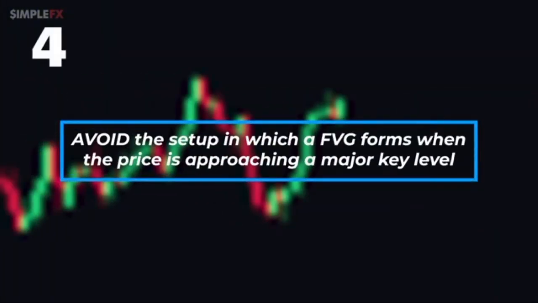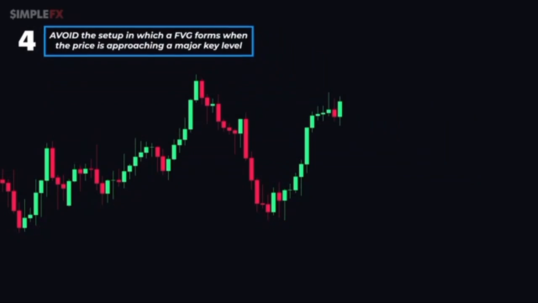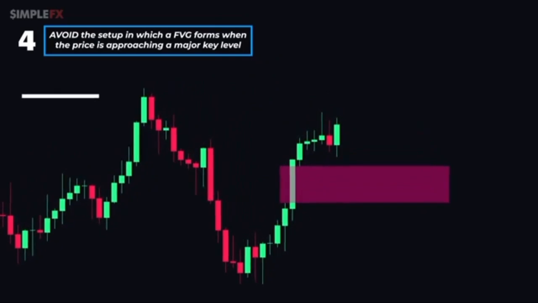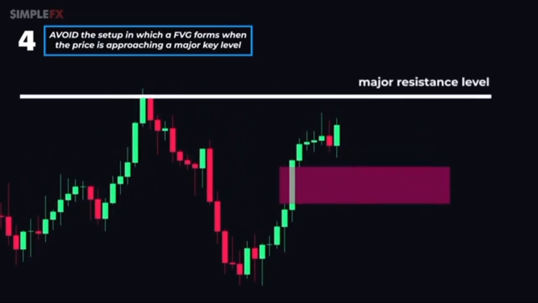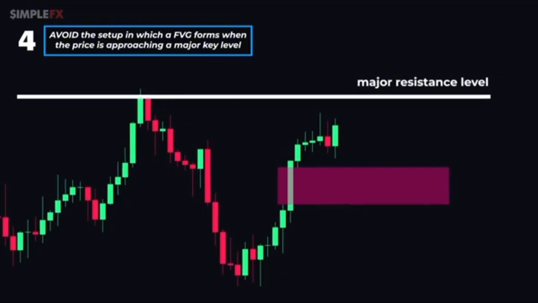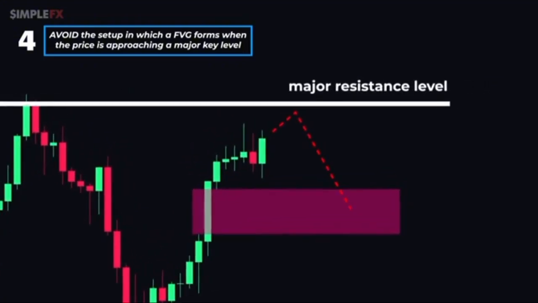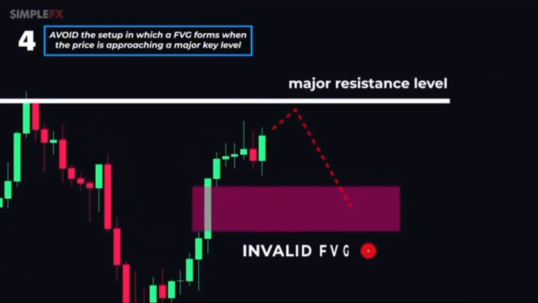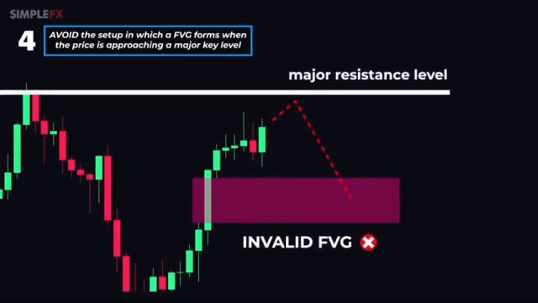Number 4. A type of setup you should absolutely avoid is when a fair value gap forms as the price approaches a major key level. For example, let's say you spot a bullish fair value gap forming, but when you look back, you notice that there's a major resistance level above. So it's best to ignore this fair value gap. This is because key levels could cause the price to be rejected and reverse from them, which may invalidate our initial fair value gap.